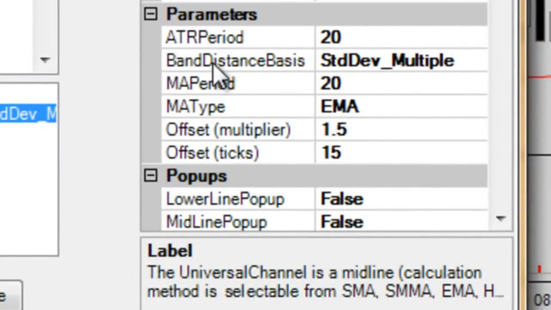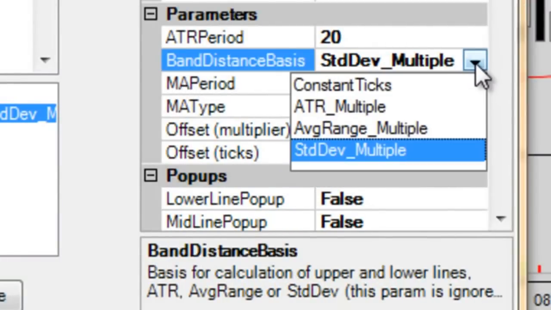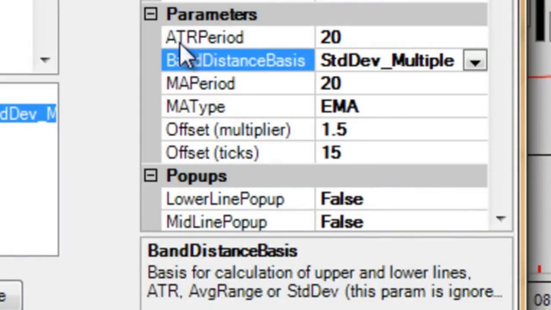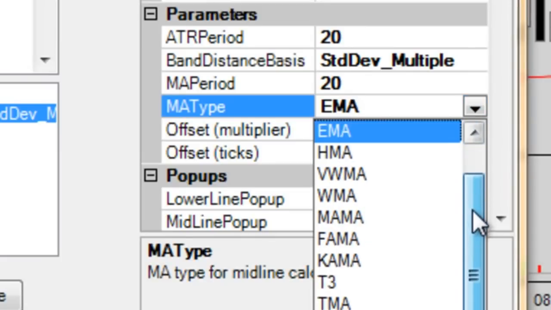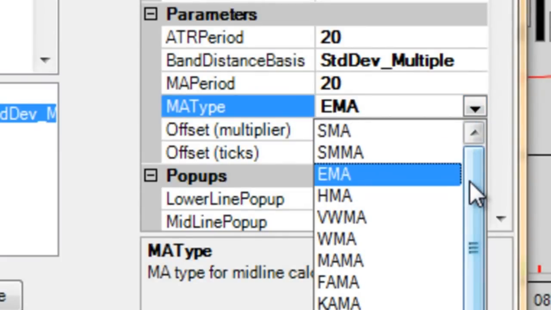So the first thing I want to look at is the band distance basis. This is what I mentioned earlier. You can have this set up as either constant ticks, average true range, average range, or standard deviation. You can set your ATR period if that's what you're using. And then you can also choose from a variety of different moving average types. So here you can see your complete list of different moving average types.